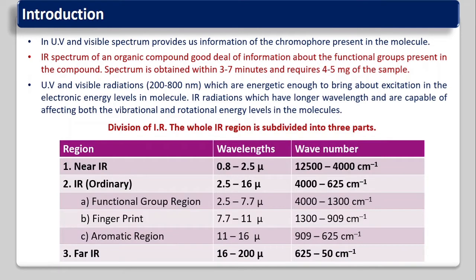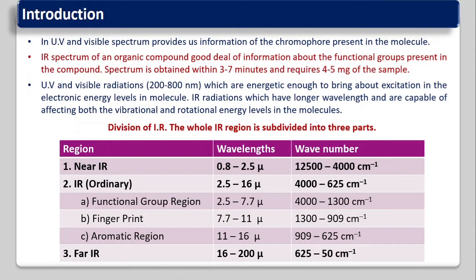Learn the division of IR. The whole IR region is subdivided into 3 parts according to the wavelength. The near IR is 0.8 to 2.5 micron, in wave number, that is 1 upon lambda, 12,500 to 4,000 centimeter inverse. Then IR ordinary ranges from 2.5 to 16 micrometer, that is 4,000 to 625 centimeter inverse. So this is the main region, that is IR ordinary.